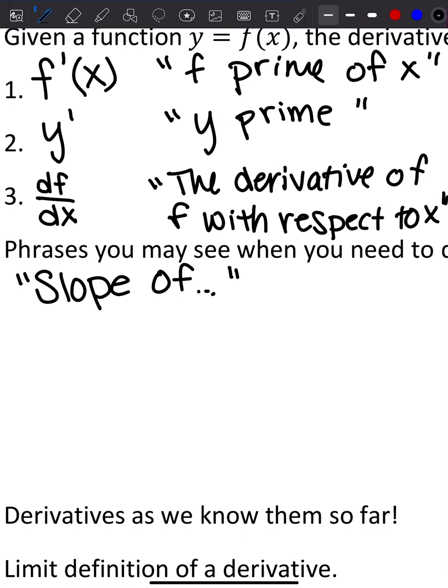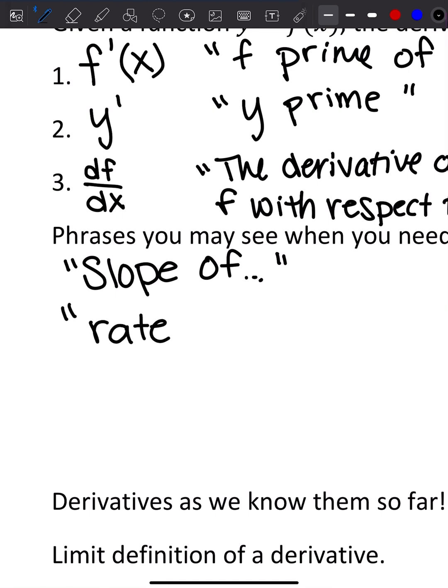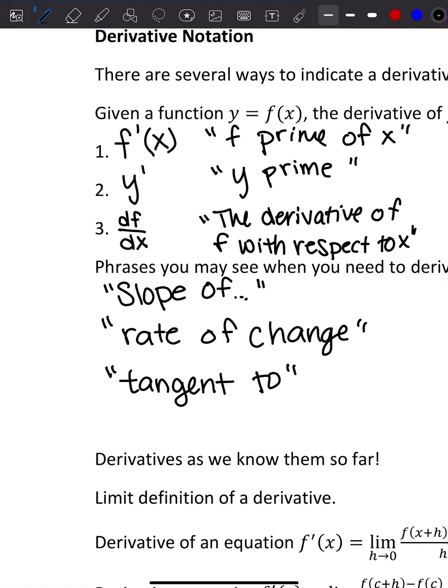Calculus is the math of change, and one of those kinds of change is a rate of change, which is another way to say slope. So if we see the words rate of change, there's a good chance that we need to take a derivative. Our last major way is if we see the words tangent to or make a tangent line. If we see that word tangent and it's not talking about the trig function tangent, then we are probably going to have to take a derivative.